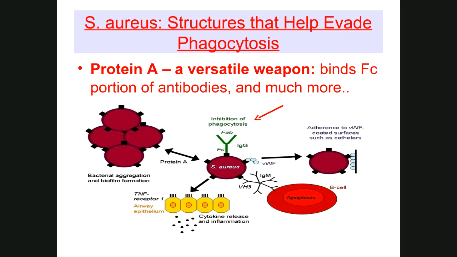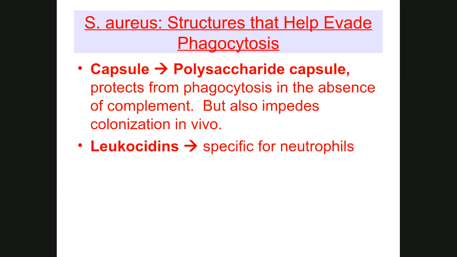This is again protein A, which turns out to be a very versatile type of protein. It does bind the Fc region of antibodies to prevent opsonization by antibodies. However, it does a lot more than that. And this gives you some of the other features that protein A has. You don't have to know them. It's just extra information that tells you how pathogenic Staph aureus can be.